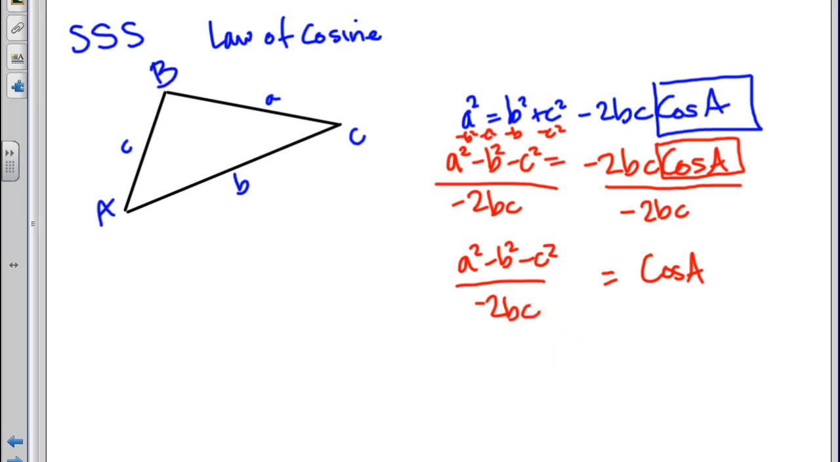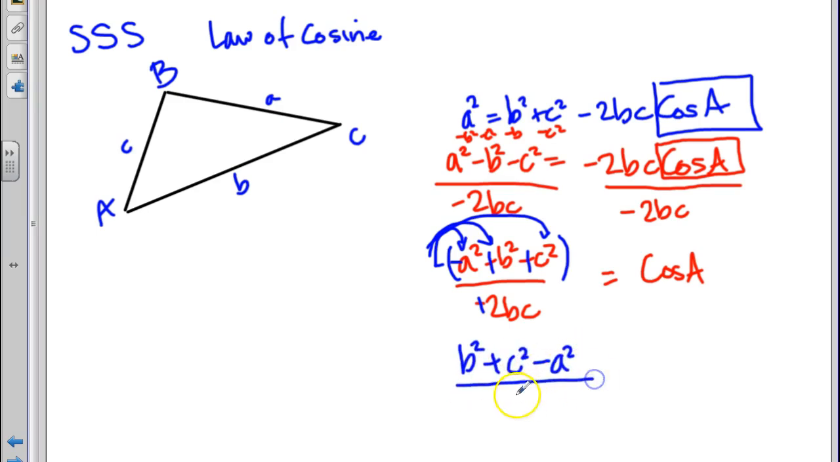Now, if we want to make this a little bit nicer for our calculator so we don't have to type in that negative, we can actually move the negative to the top, and we'll have to distribute it through. So that would make the b squared positive, the c squared positive, and the a squared negative once I push that guy through there. So now it looks like b squared plus c squared minus a squared, I just moved the negative to the back so it's a little bit easier to type in on my calculator, equals cosine A. All right, so b squared plus c squared minus a squared divided by 2bc equals cosine A.